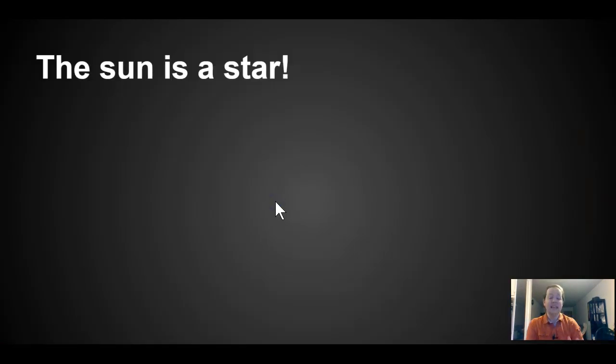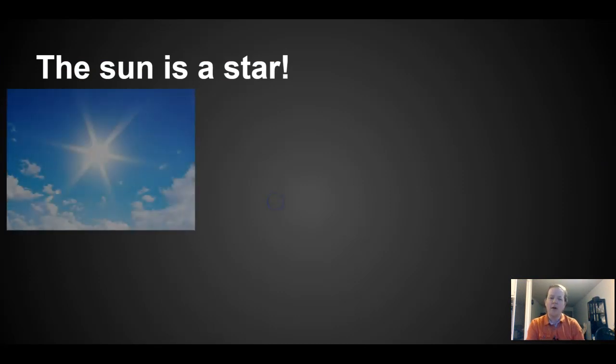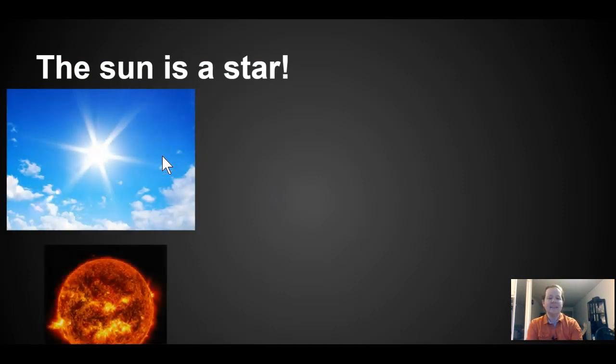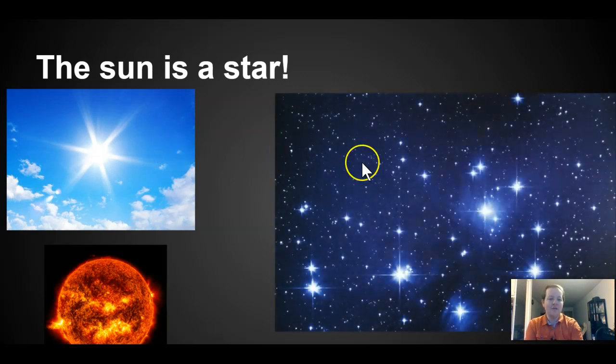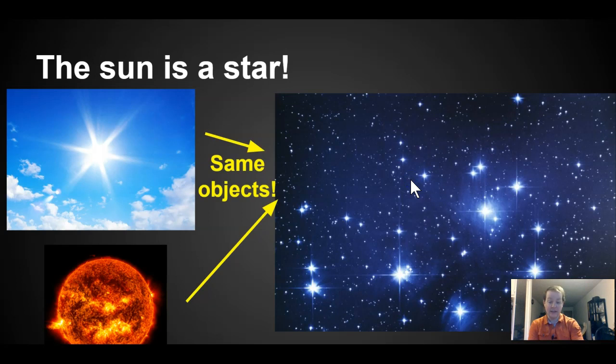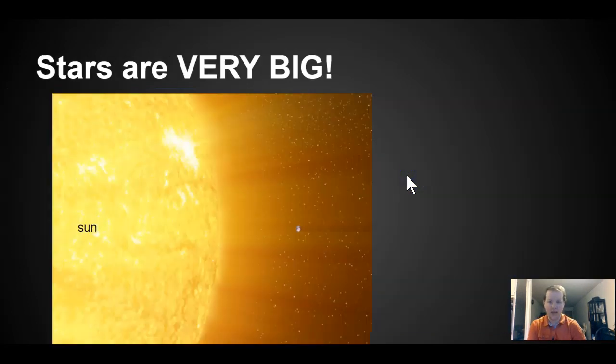Okay. The sun, and we've said this before, the sun is a star. When you think of stars at nighttime, stars are like our sun. Our sun is just a very close star. So this and this, la misma, it's the same thing. The sun is a star. They are the same objects.